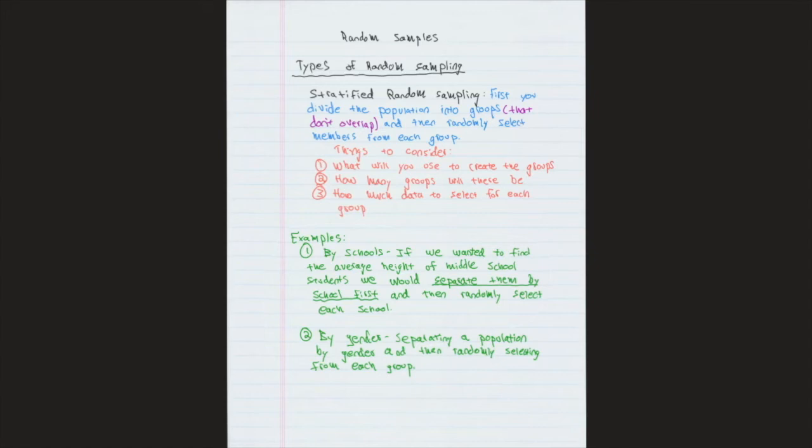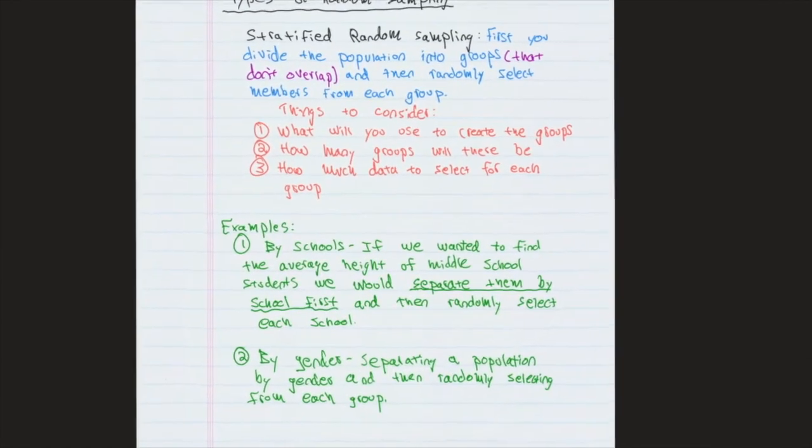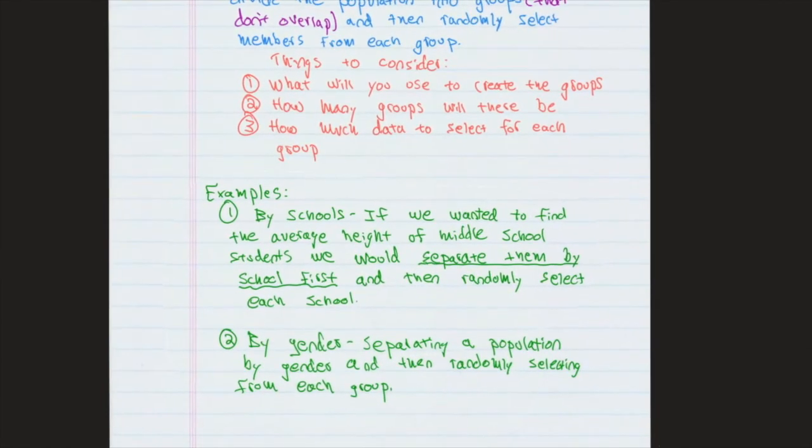Some examples for stratified random sampling. So let's say that you have 3 middle schools in the district and you wanted to find the average height of the middle school students. You can separate them into schools first, okay? And then you could send one surveyor to one school, the other to another school, and so forth. And then that surveyor can then pick a random sample from each school. So that's one way to separate it, and those kind of separate naturally.